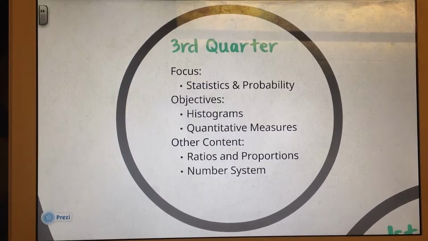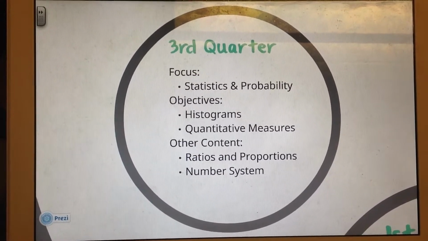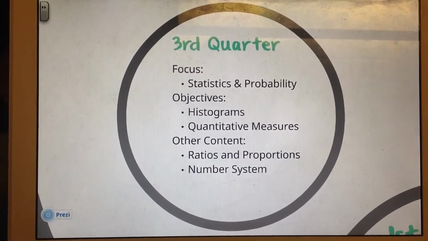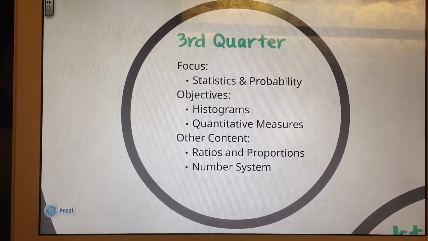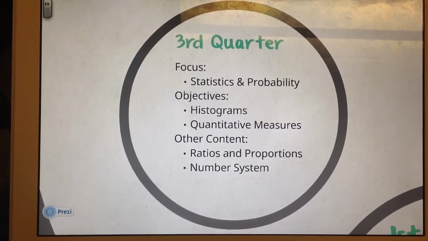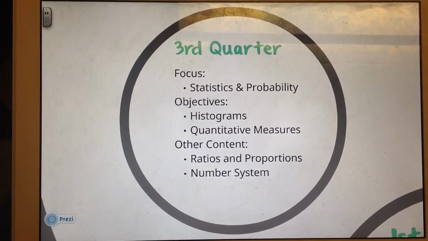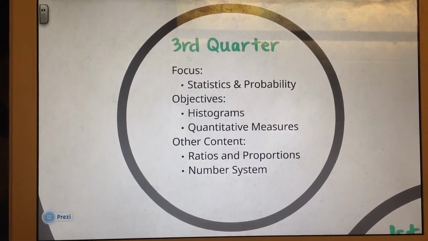In the third quarter, the focus is on statistics and probability, and in the 6th grade, they mainly focus on analyzing the statistical data. The objectives are: students will be able to make a histogram based on the data that they have collected from their classmates, and students will be able to draw conclusions and calculate quantitative measures from the histogram, such as mean and median.